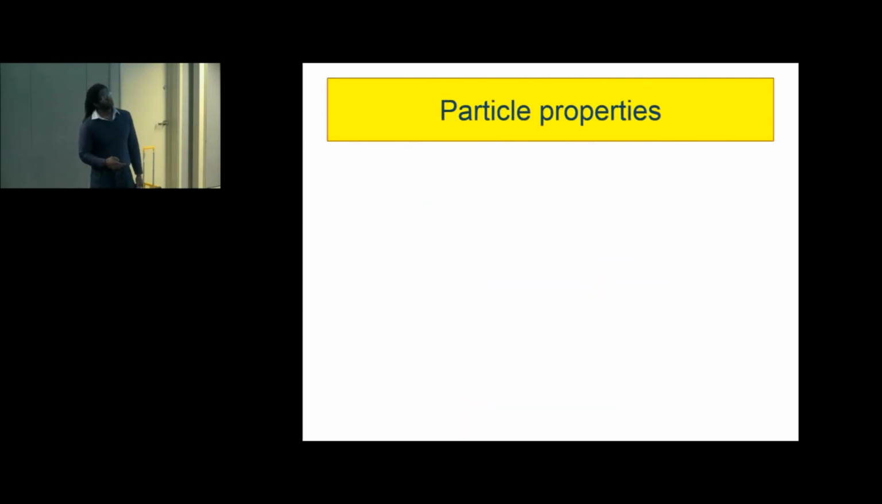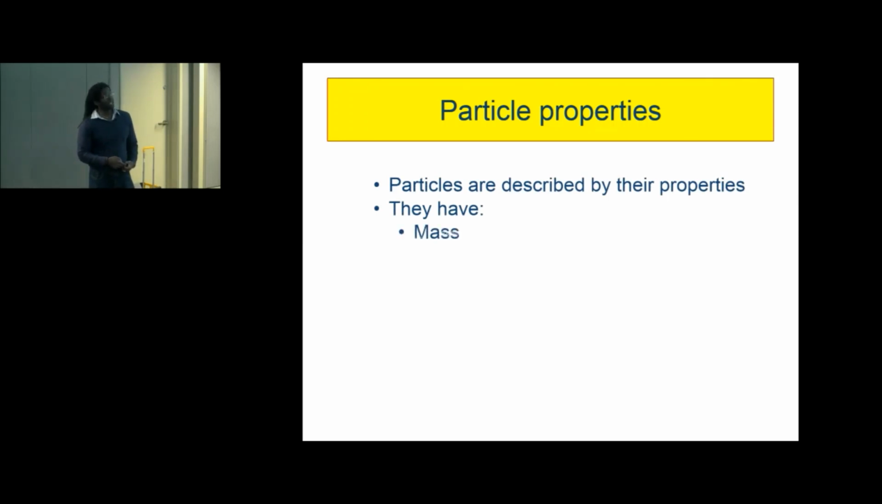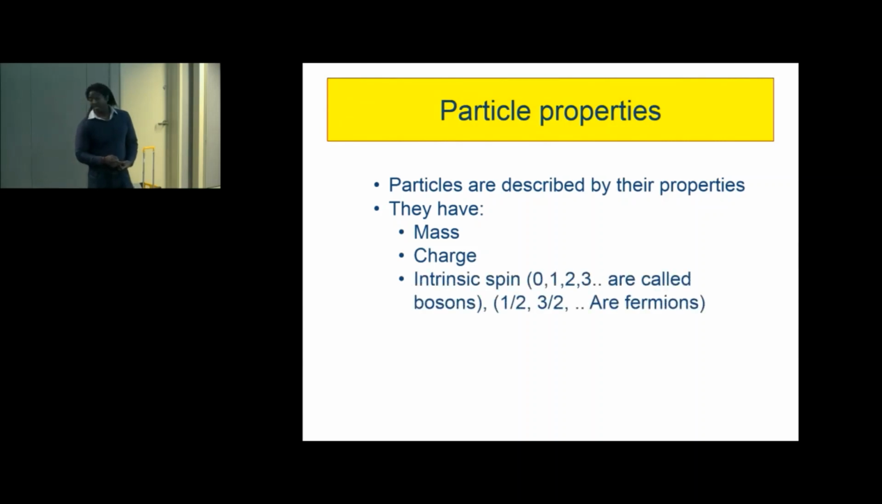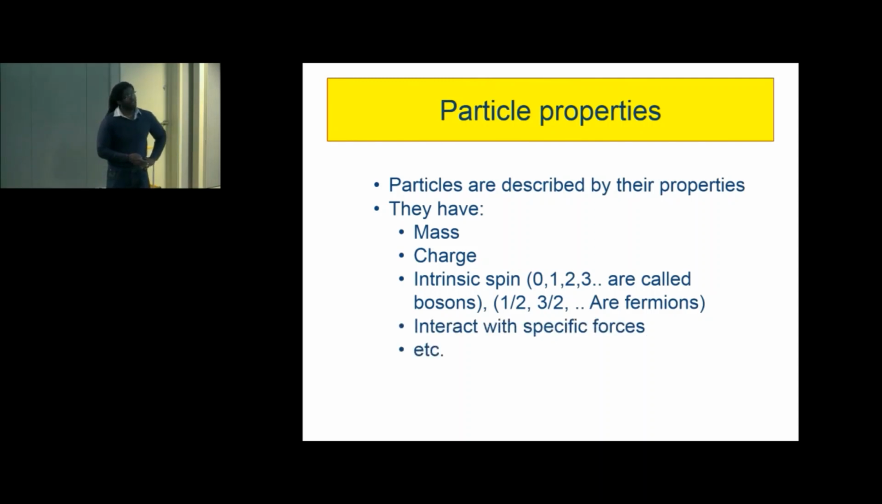Okay, so let's talk again about some particle properties. Particles are described by properties. They have things like mass, charge, and intrinsic spin, which is quantized. You can have whole unit spins, and those are called bosons. Then you have particles called fermions, which shift by steps of halves, and they interact with specific forces.